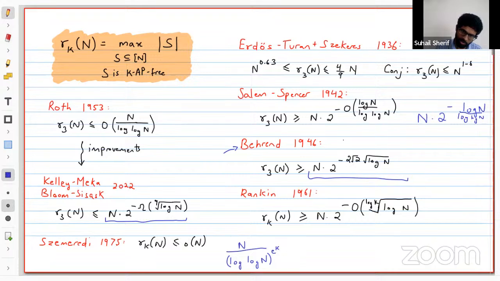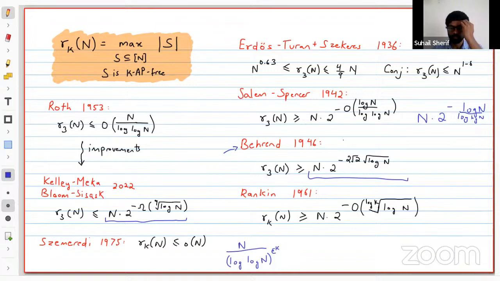Not exponential in minus k. I think it becomes close to n by log n to the 0. That exponent becomes 0 as k increases, but it's still non-trivial. Yeah, that's the structure of it, I think. Okay.